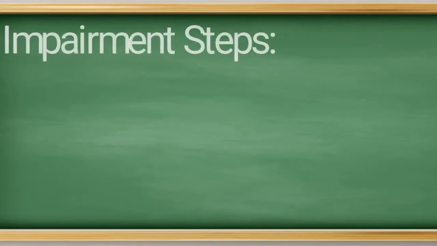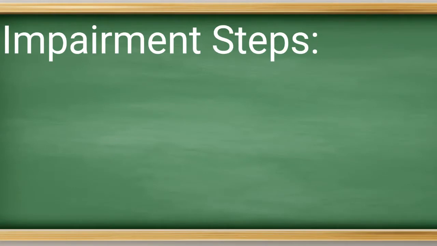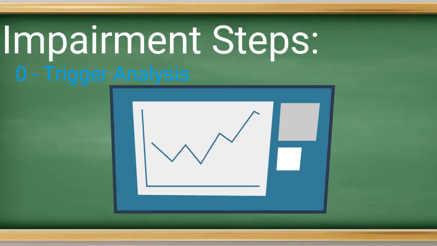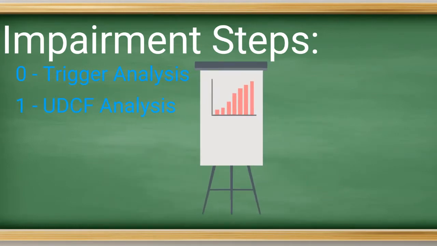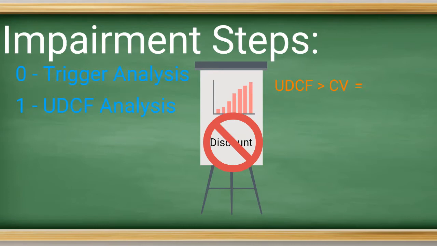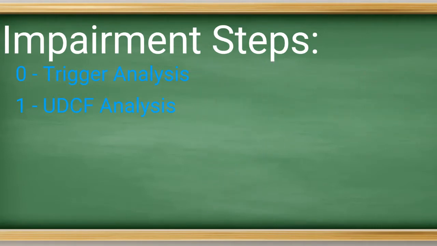Under US GAAP, there are 3 steps to determine an impairment. The first step is called a triggering event analysis. I consider this step 0. If no triggers for impairment are identified, you would stop here and nothing further is needed. If there are triggers, you must move to step 1, which is an undiscounted cash flow analysis. The analysis looks at the cash flows projected by the company for the asset group with no discounting applied. If step 1 reveals that the undiscounted cash flows are greater than the asset group, again, there is no impairment and you stop here. If the undiscounted cash flows are less than the carrying value, you move to step 2, to impair the asset to its fair value.